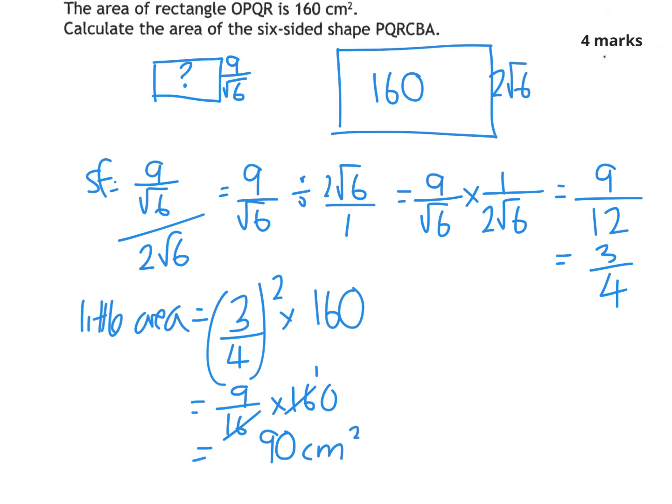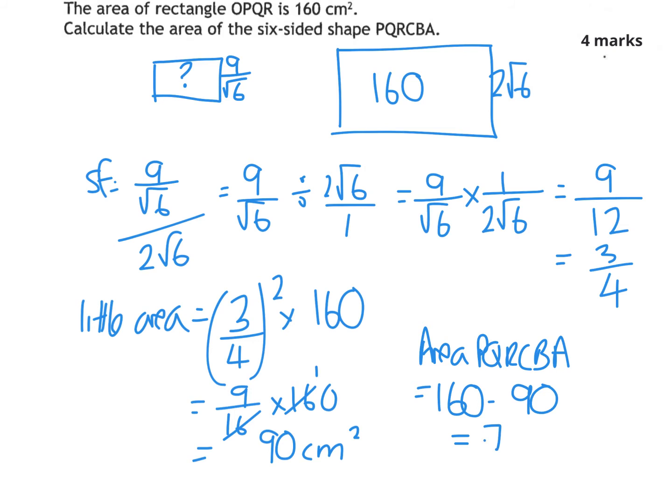So the 6-sided area that they want, so the area for this shape PQRCBA, is your 160 for the big one, take away 90 for the small one, leaving you with an area of 70 square centimetres. So nasty bit of surd work there for that one. Okay, I'm sorry about that.